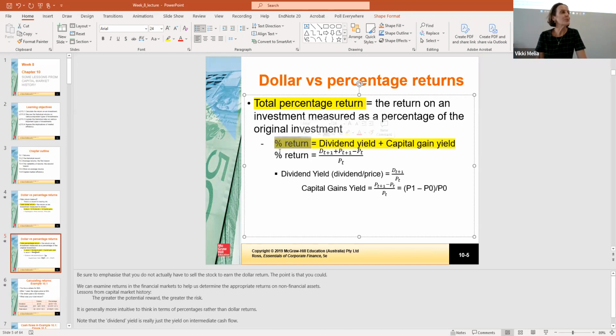So the total percentage return from a share is made up of the return from the dividends expressed as a percentage, which is the dividend divided by the price, plus the capital gain expressed as a percentage, which is the capital gain divided by the price.